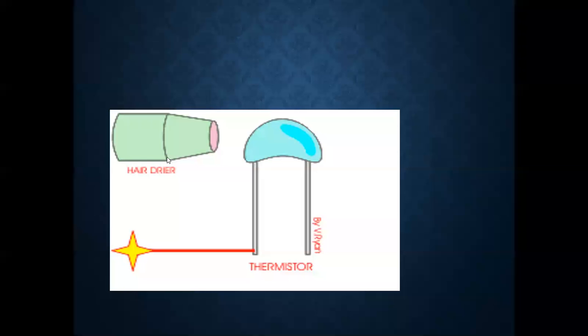So you can see a thermistor working. When heat is given, the resistance becomes 0. NTC thermistor. So this is a hair dryer. Current is flowing, and current will only reach here. When the hair dryer passes hot air, the resistance of this thermistor will be reducing. Then definitely current will be flowing through this resistor. This is an animation of a thermistor.